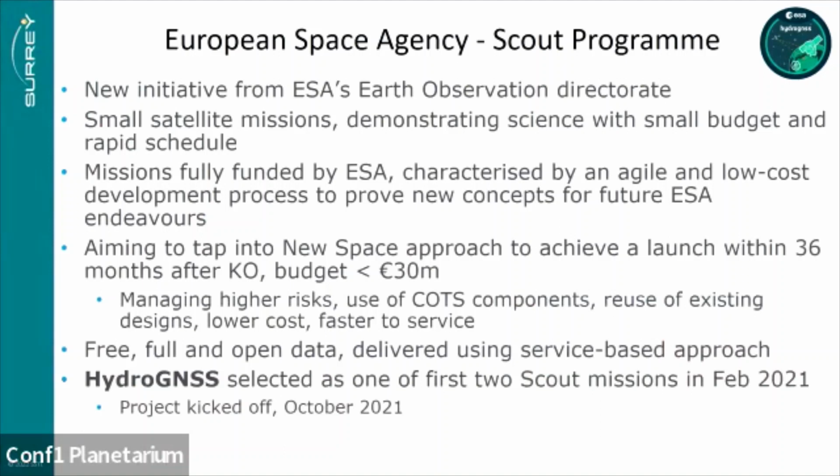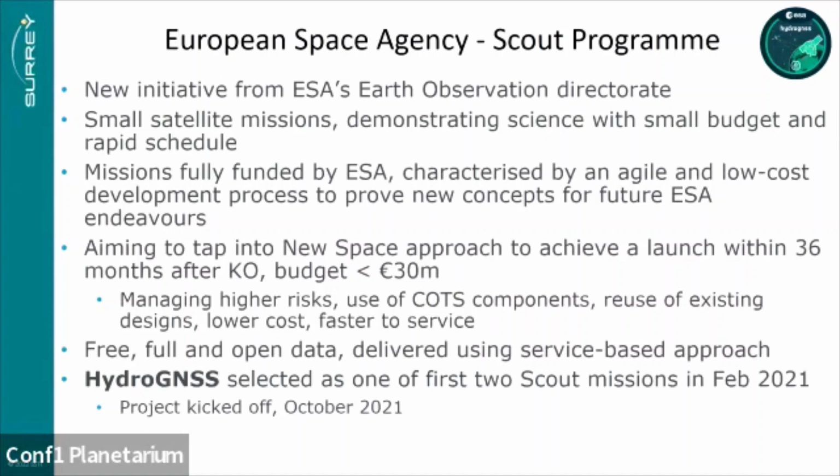And the aim is to tap into the new space approach and achieve a launch within 36 months after kickoff and a budget of under 30 million euros. So that involves managing the higher risks of the small satellite, small space approach, use of COTS components and reuse of existing designs, lower cost and faster to service. The aim behind this is to give free, full and open data, and it's delivered using a service-based approach.